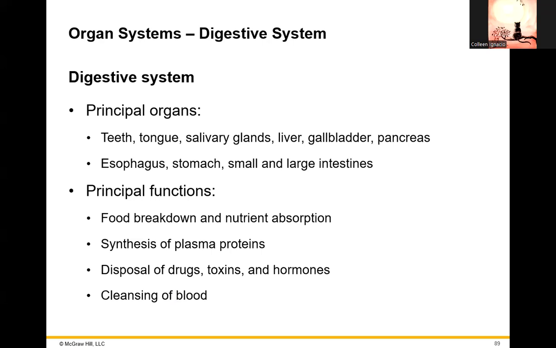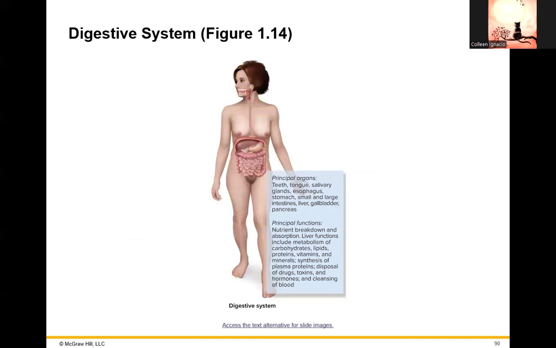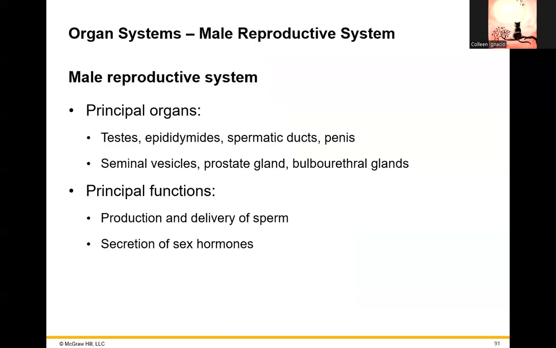What is the function of the digestive system? Breaking down food into fuel the body can use. Okay, so we're absorbing those nutrients. We're also looking at the synthesis of plasma proteins, disposal of drugs, toxins, hormones, and cleansing of blood. Those are all jobs of the digestive system. So here's a great picture showing you the digestive system organs. And remember, the digestive system does have several accessory organs that help with digestion.